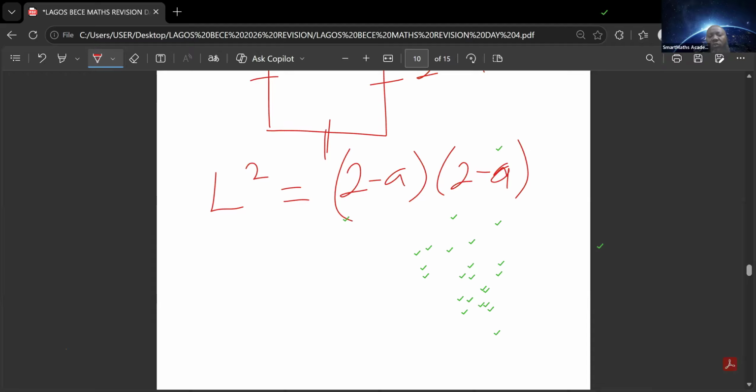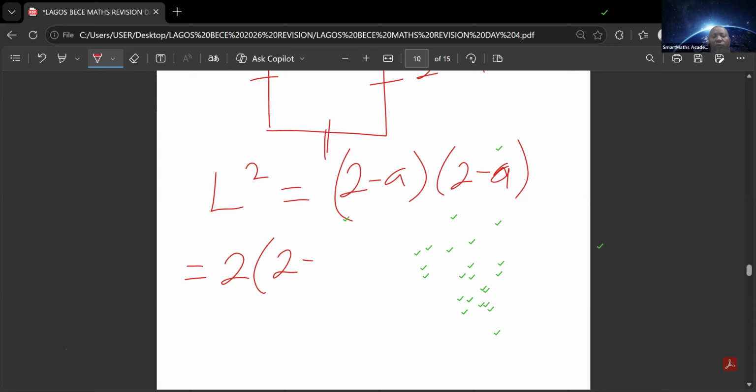So the rest one is what? Minus a. Minus a, open bracket 2 minus a. I will now open it. 2 times 2, that is 4. 2 times minus a, that is minus 2a. Then minus a times 2, that is minus 2a again. Then minus a times minus a, that gives plus a squared.